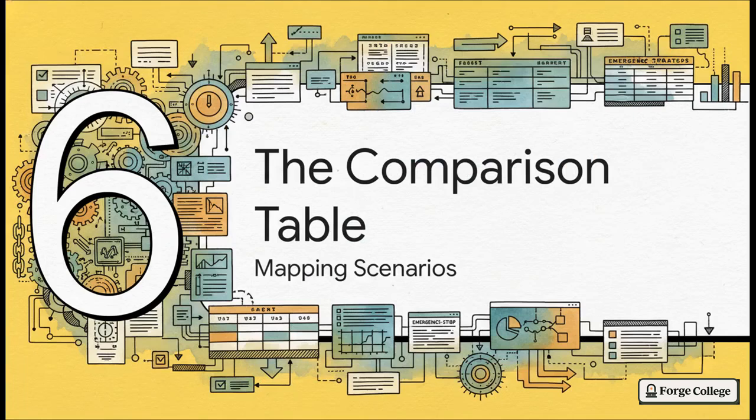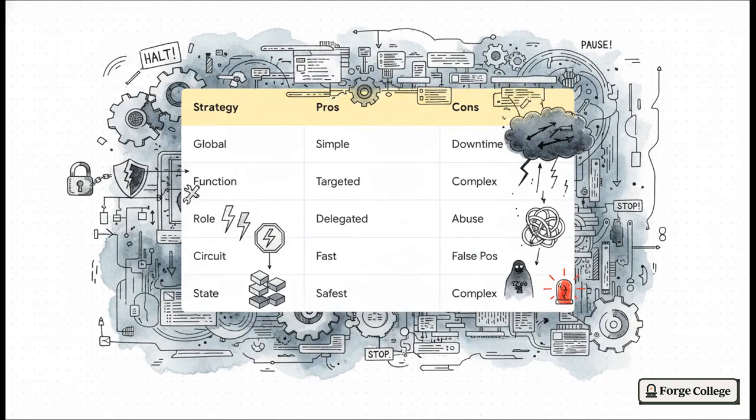And finally, Part 6, the comparison table. This matrix is the culmination of your threat modeling process. It's the core artifact you must build to justify your security architecture to stakeholders and auditors. You map your incident scenarios to candidate strategies, evaluating global, function-level, role-based, and so on. It literally forces you to document exactly why you chose a function-level pause over a global one before an emergency actually happens.